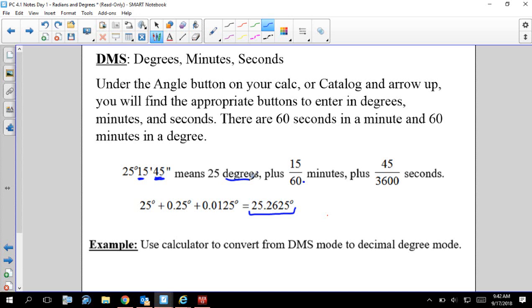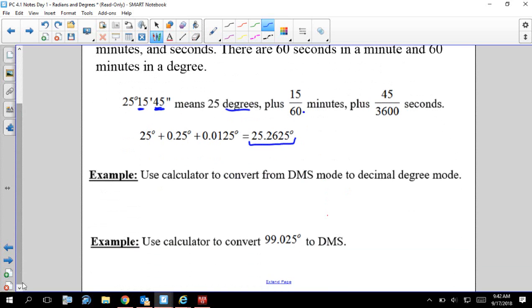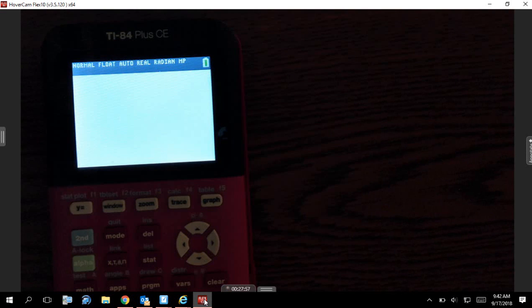Or you can also use your calculator. So what I want you to do on your calculator is go ahead and type in 25, and then I'll show you where to find everything if you don't know. So this would be the thing where you might want to write it down if you don't have your calculator today.